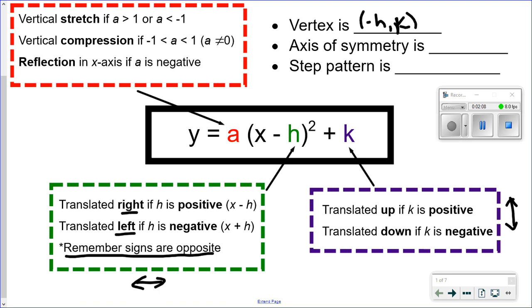The axis of symmetry is a formula, and the step pattern. Now, don't worry if you don't know what the step pattern is right now. We're actually going to explore that on the next page. This sheet was meant to be kind of a quick crib notes for you if you ran into troubles and had to have something to look back at real quickly rather than trying to flip through every lesson. This is the important page that essentially summarizes the entire unit for you.